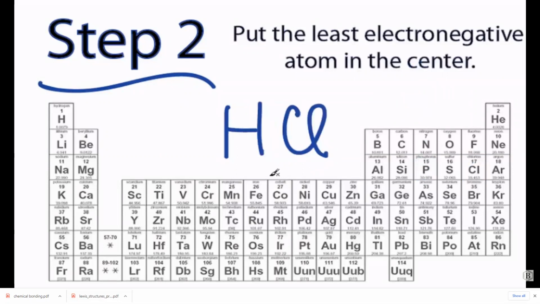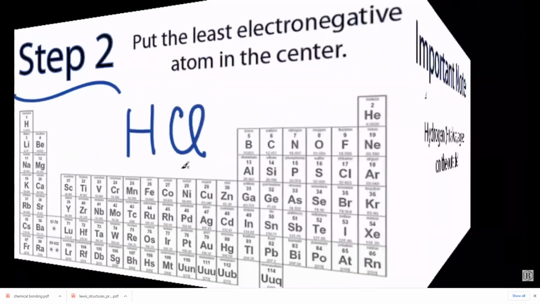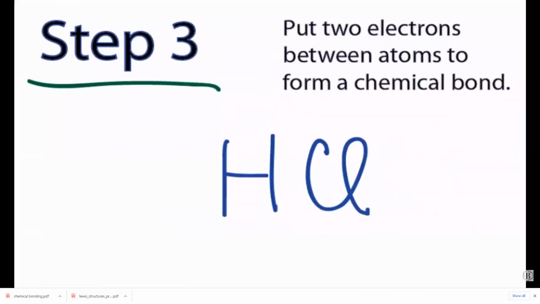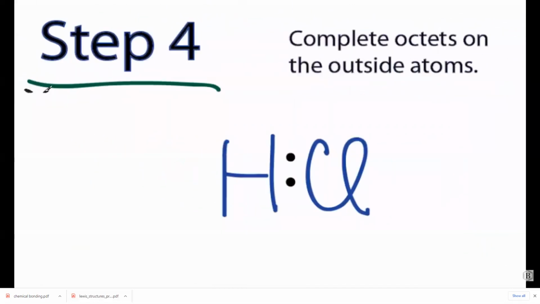Some Lewis structures, like HCl, only have 2 atoms. In that case, you don't have to worry about it because there's no center. An important note, hydrogen always goes on the outside of Lewis structures. Always. Seriously. Let's look at HCl again. We know it has 8 valence electrons, and we'll put the first 2 in our structure between the H and Cl to form a chemical bond. That's important. By putting those 2 electrons there, we're showing that the hydrogen and the chlorine are chemically bonded now.